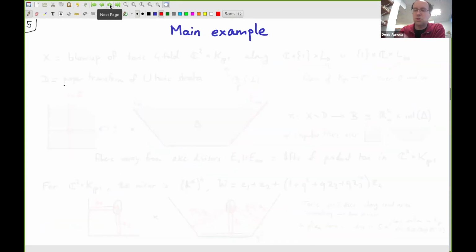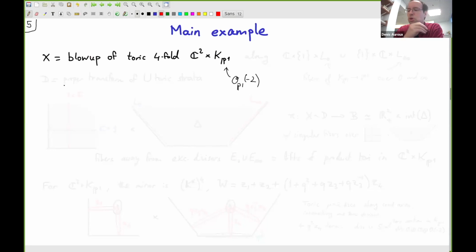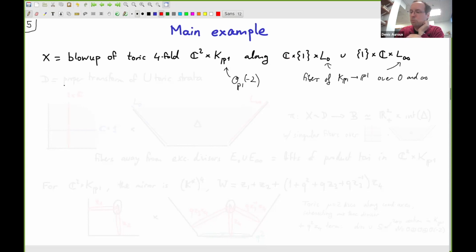Okay, so that said, I wanted to show an example of this phenomenon because it's more convincing when somebody tells you doomsday is coming if you can point to what's going wrong with your world. So the example I want to walk through is a blow-up of a toric four-dimensional thing, which is the product of C squared with what I've called the canonical bundle of P1, which means the total space of a line bundle of degree -2. I will blow this up in two places.